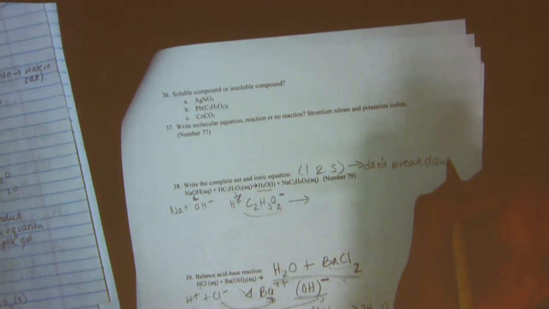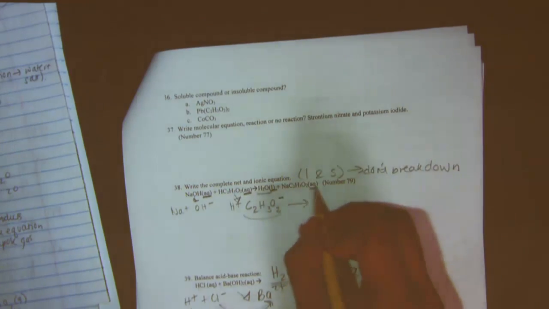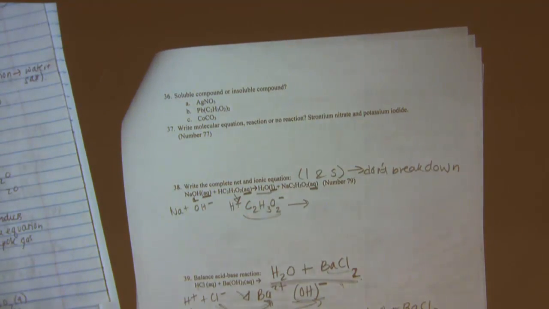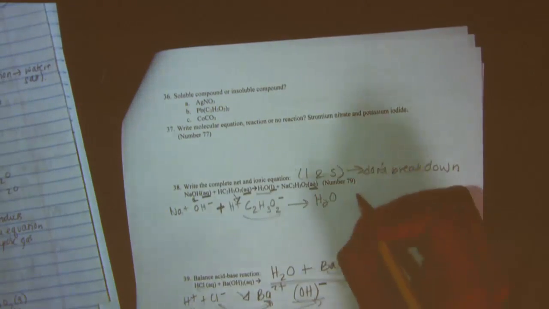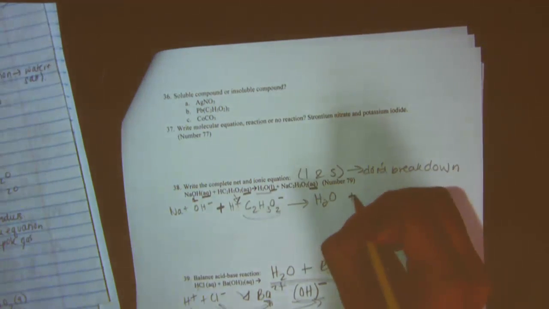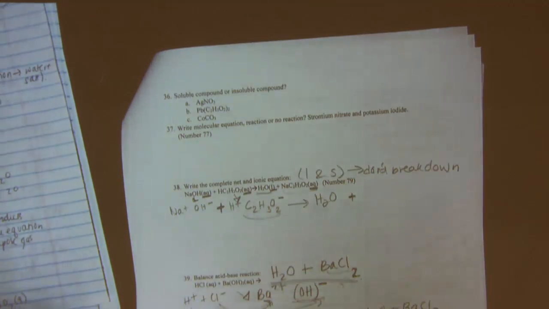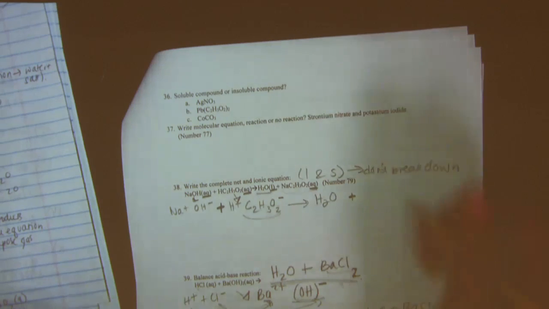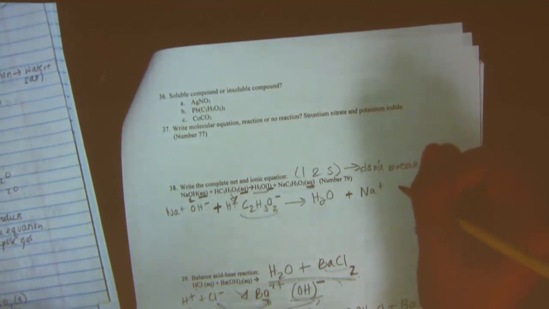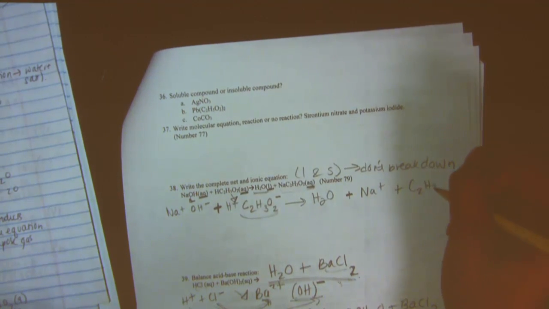So an easy way is on all of these questions, especially if they're tests, they're always written nicely. If it's AQ, it breaks down, right? If it's a liquid, don't break it down. AQ, it breaks down. Solid, precipitate, don't break it down. Just like that. Okay, good job. Okay, so H2O, and then, let's see, we have NaC2H3O2. What does that break down into? Exactly. Thank you. Na plus C2H3O2 minus.